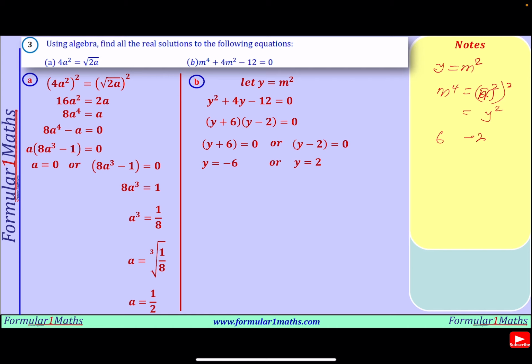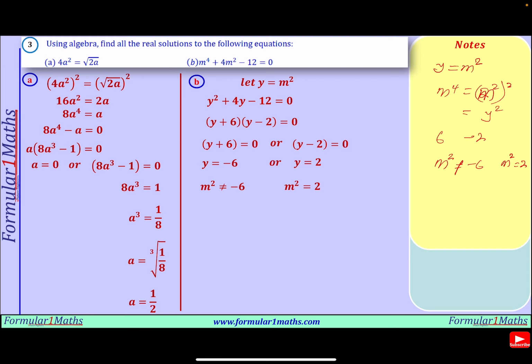But going back to m, it means that our m squared is equal to minus 6 or m squared is equal to 2. But look, m squared can never be equal to minus 6 because a square number can never be negative. So we write this and then we ignore that answer and go for the answer that is valid. This one here is not valid because no square number will give you a negative number. So the valid answer will be m squared is equal to 2.